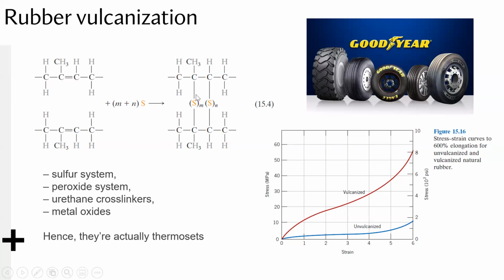So once you've done this, you can no longer melt the tire down and make another tire out of it because it's a thermoset. And you've achieved a thermosetting polymer here.